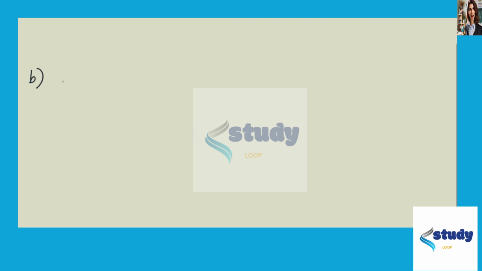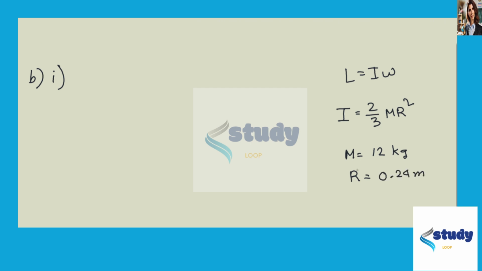All right, so in part B, first we need to figure out L. L is, again, I times omega, where I, since it's a thin walled hollow sphere, is 2/3 m r squared. We also know that m is given as 12 kg and r is given as 0.24 meter. So using those numbers, we can figure out this I right here.